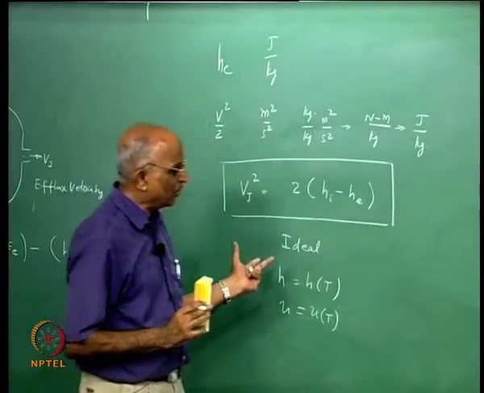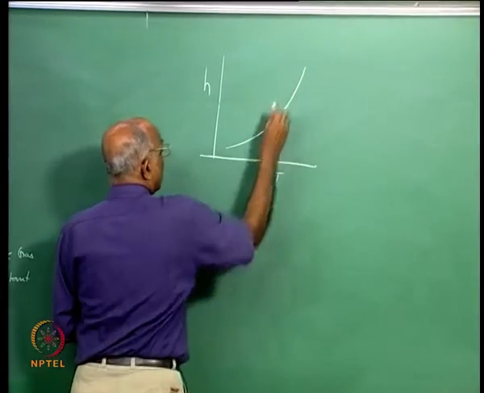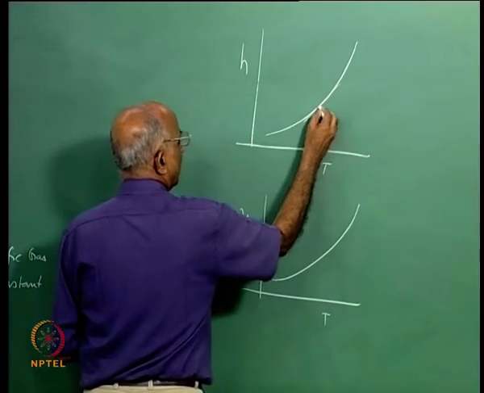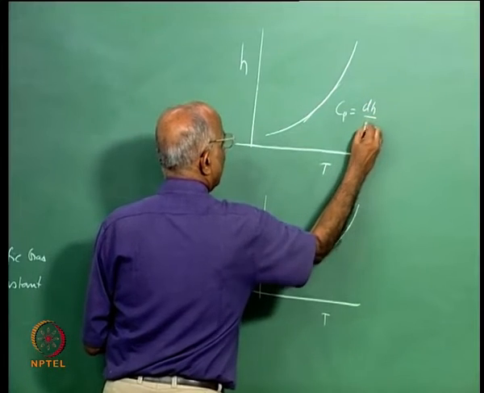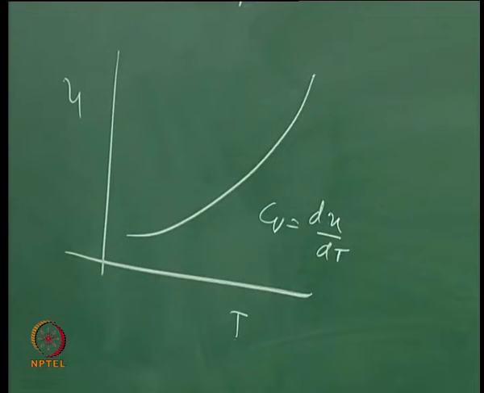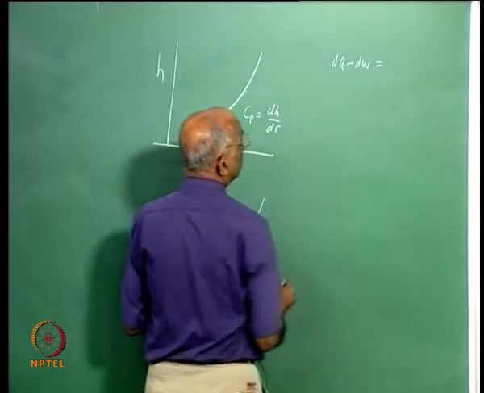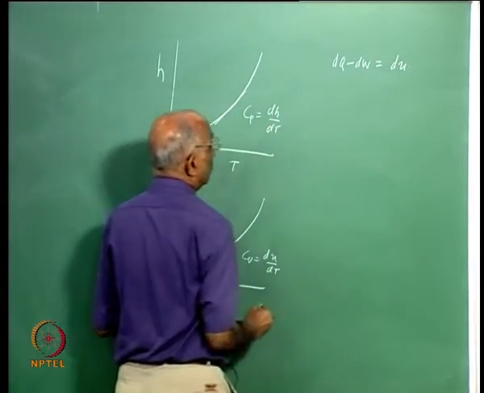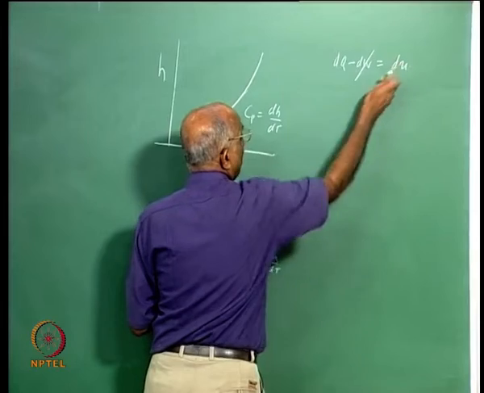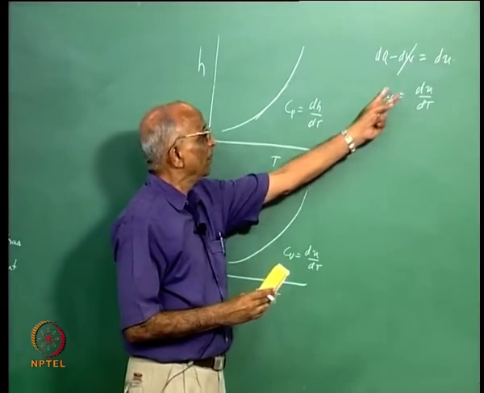right. Let us again just repeat what we said. We tell ourselves for an ideal gas, H is only a function of temperature. Similarly, U is only a function of temperature. And now, if I take the slope anywhere, I get the value of Cp is equal to dH by dT, and I get Cv is equal to dU by dT. How did this come? For any system, we have dq minus dw is equal to dU. For a constant volume system, work done is 0. Therefore, the heat required per unit temperature change per unit mass, the value of Cv, is equal to dU by dT. That means for a constant volume system, work done is 0, I get this.